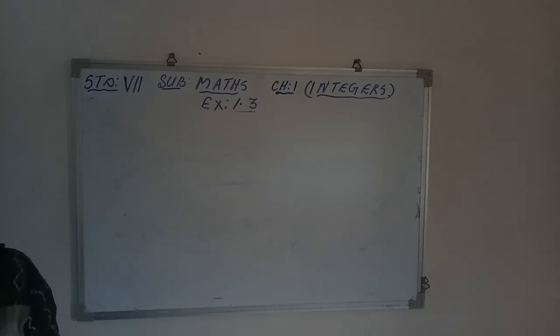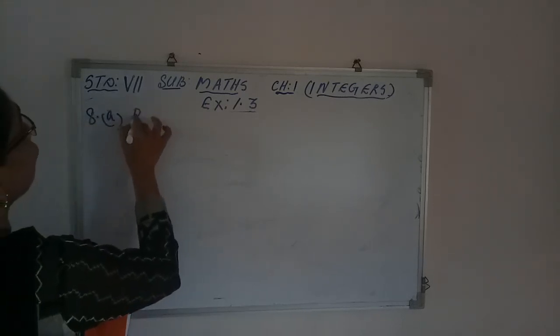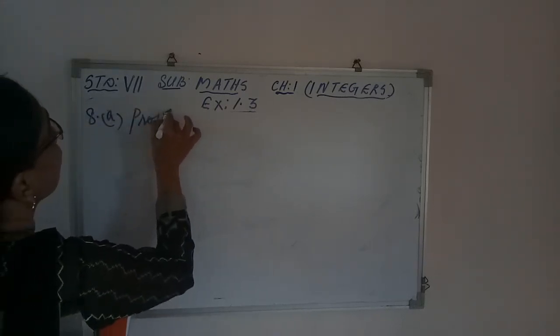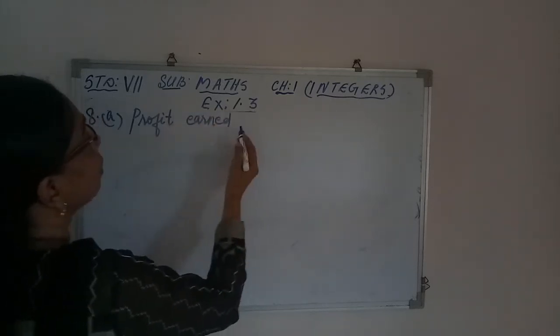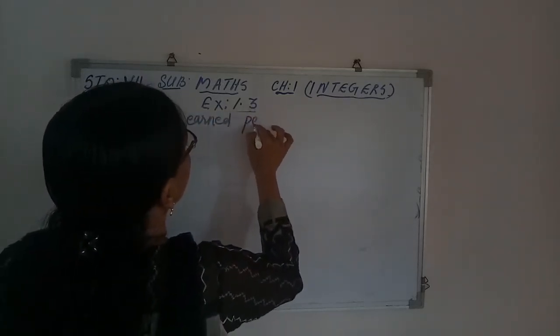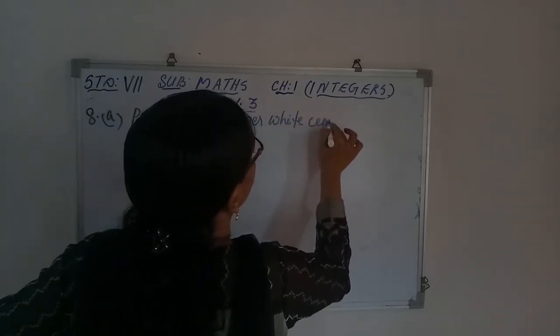First we can calculate the first one. So first statement you will write: profit earned per white cement bag.